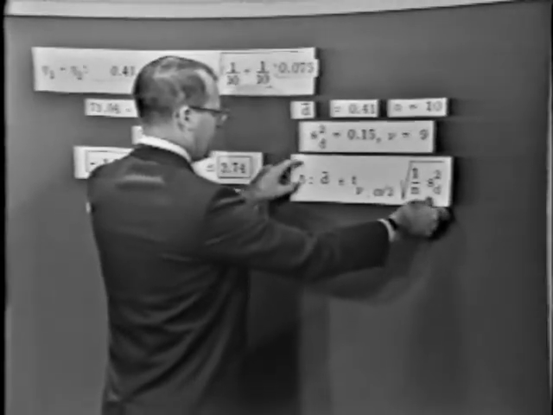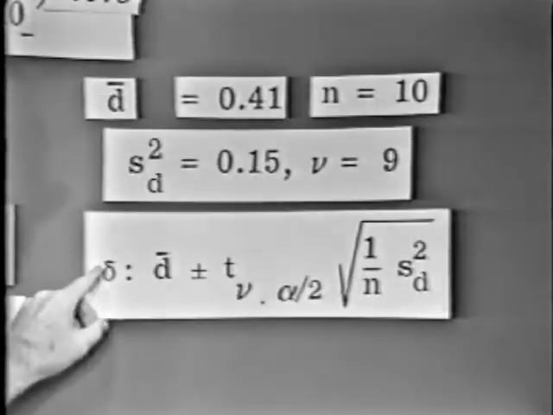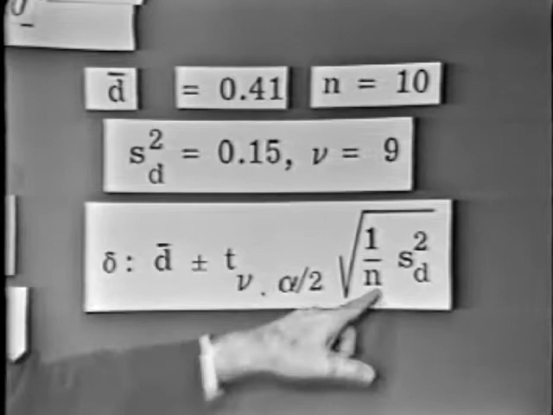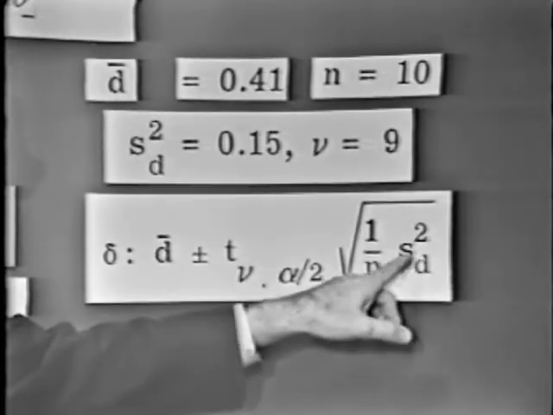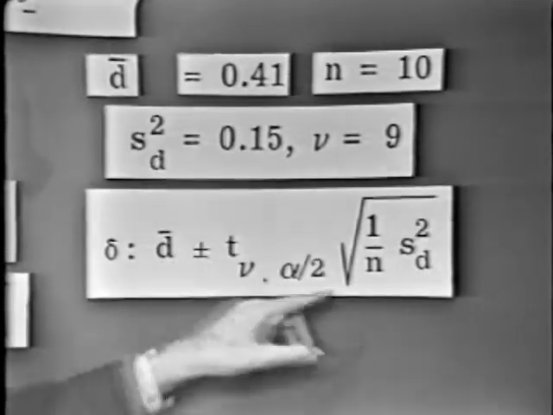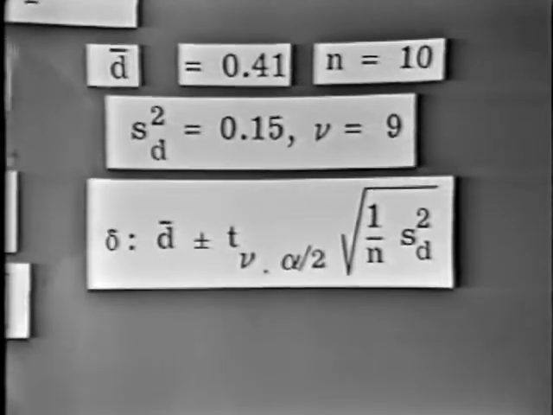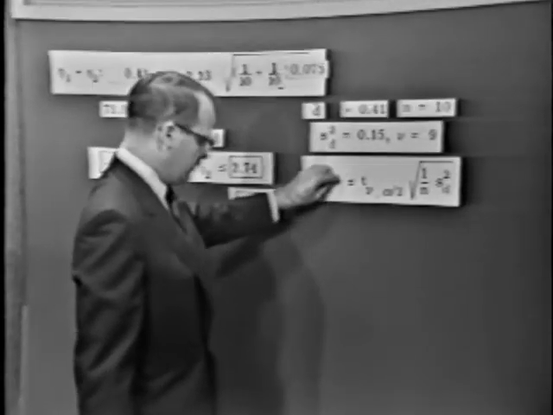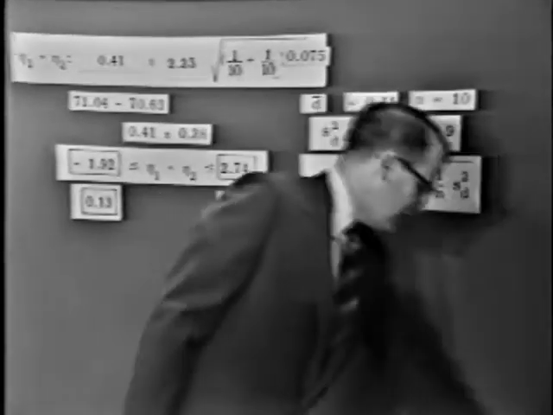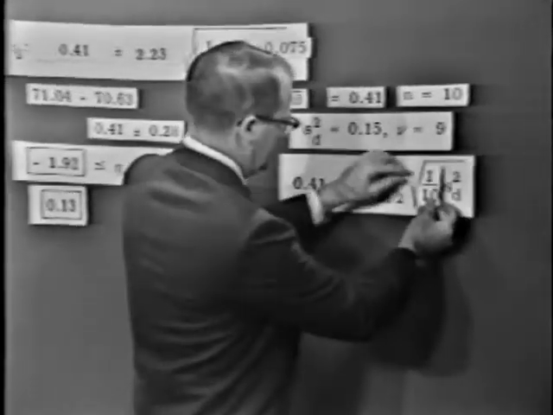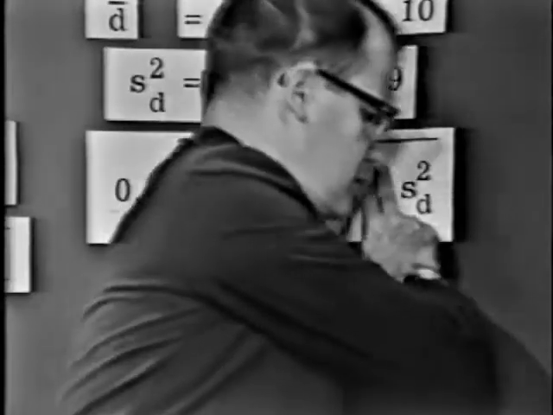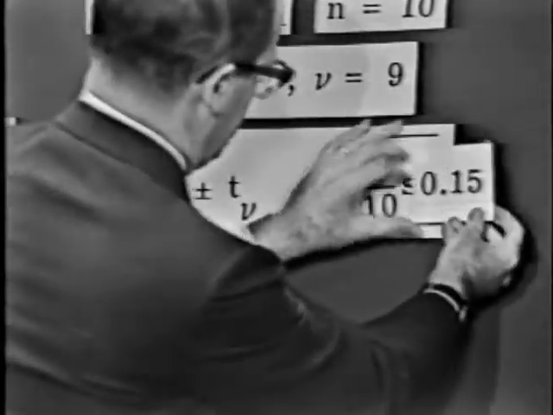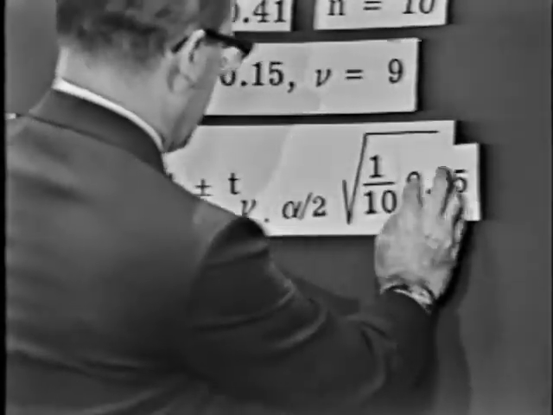So let's make an interval statement for delta, and that's easy enough to do. The interval statement for that parameter: the limits would be given by the statistic plus or minus the critical value of t times the variance of that statistic. So there's the variance of the things that made up that statistic times 1 over n. And now let's just quickly substitute. D bar was 0.41, and I had 10 observations in the first treatment, and the estimate of the variance is 0.15.